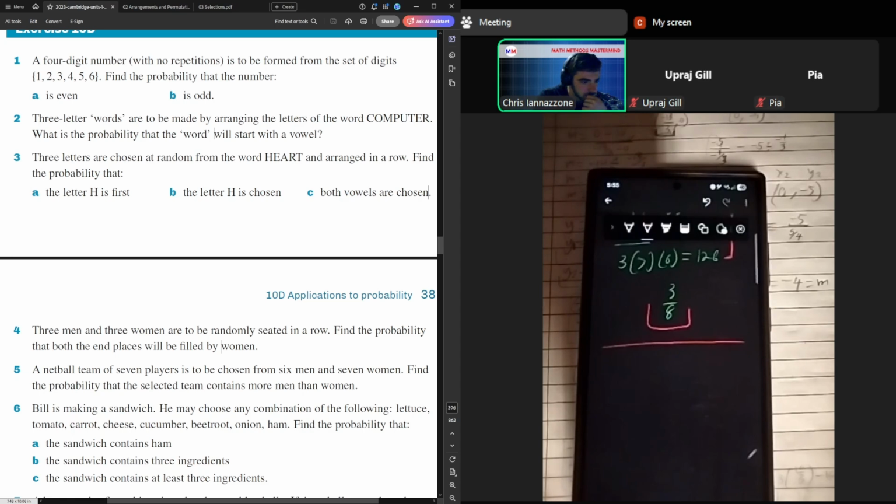And next up, this one I believe doesn't really have, or at least I didn't find, a shortcut. Both vowels are chosen. You can try and see if you can find one if you want, but I don't think I was able to find one. With that in mind, either final answer or we'll do total number of possible outcomes.